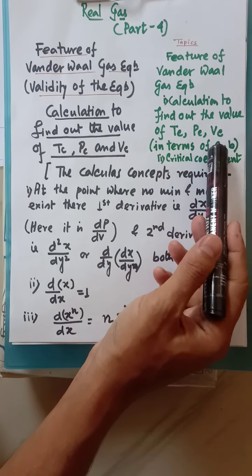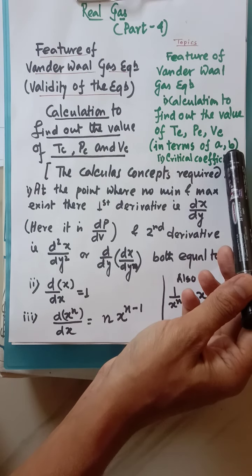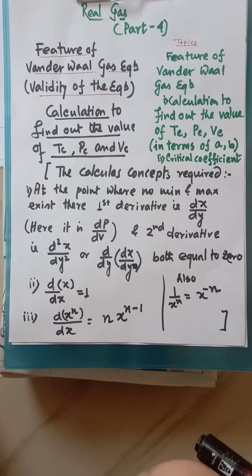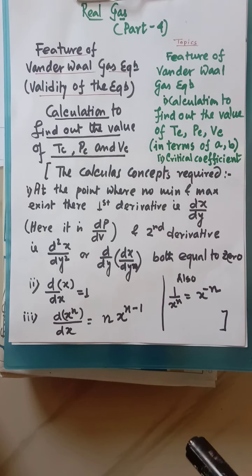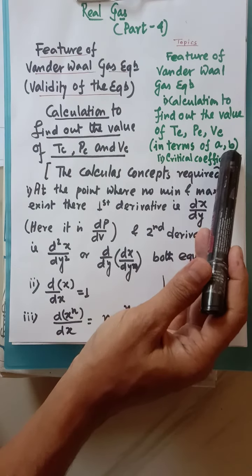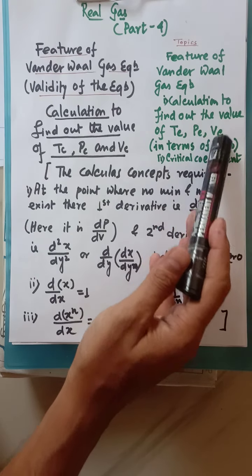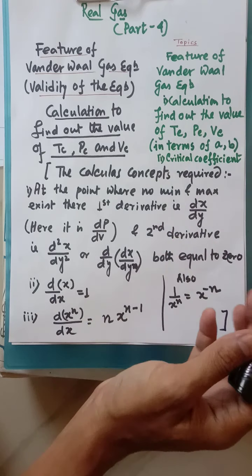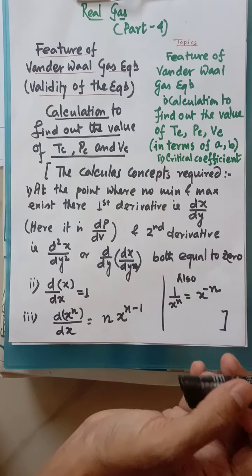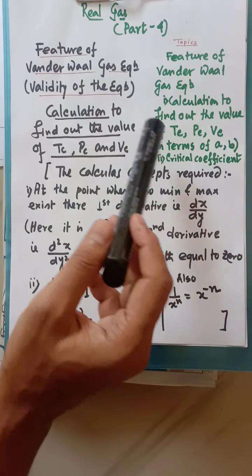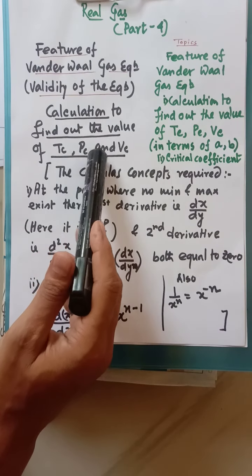In terms of A and B, what do they denote? I think we have already cleared it up. A and B denote the van der Waals gas constants, that is the A and B present in the van der Waals gas equation. We are going to find out the values of Tc, Pc and Vc in terms of A and B, as well as the critical coefficient. Let's start with this. So the validity of the equation, the calculation to find out Tc, Pc and Vc.